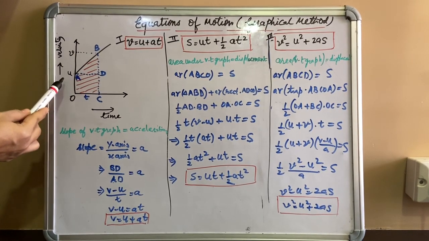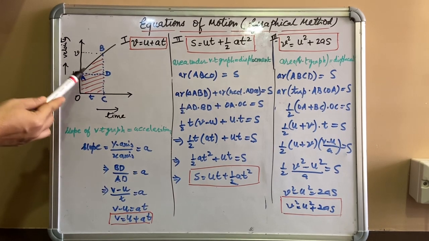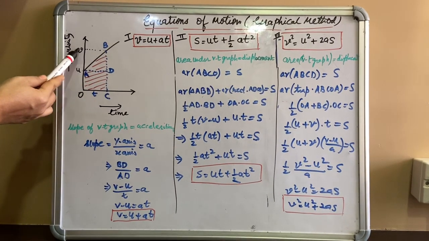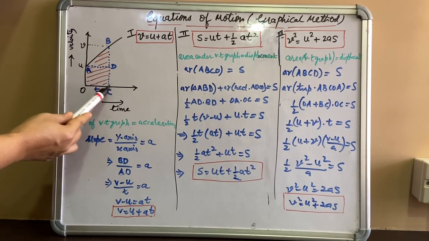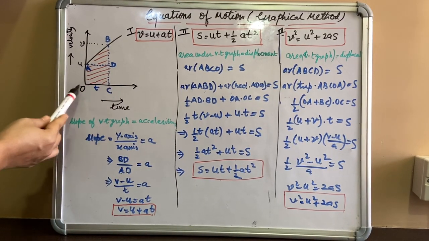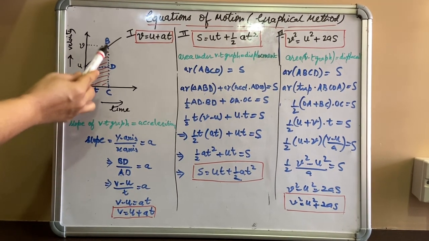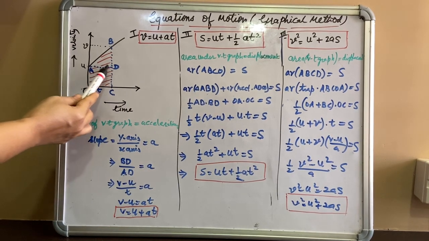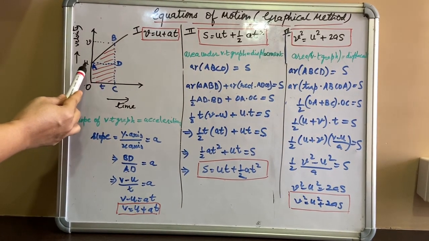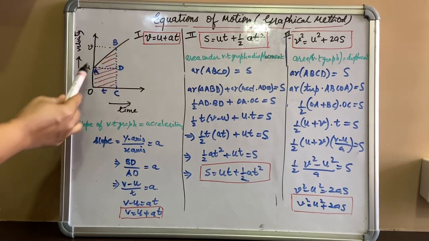Now suppose we have taken 2 points, A and B. A is the initial velocity u and B is the point where the velocity is v. Suppose the time interval OC is t. If we drop a perpendicular, this point is C, and if we draw a line parallel to the x-axis, it is AD. So this is our VT graph.